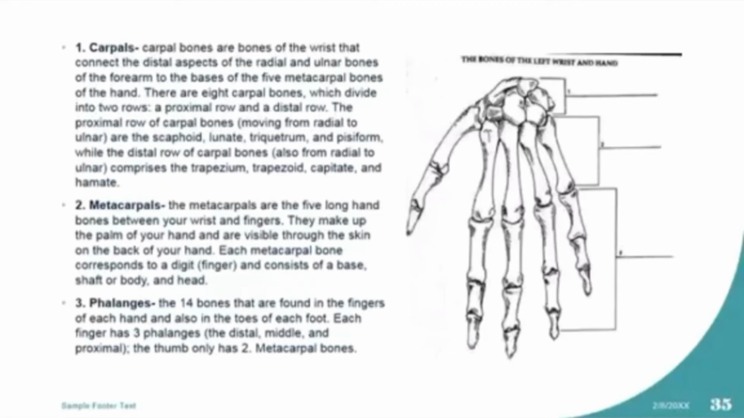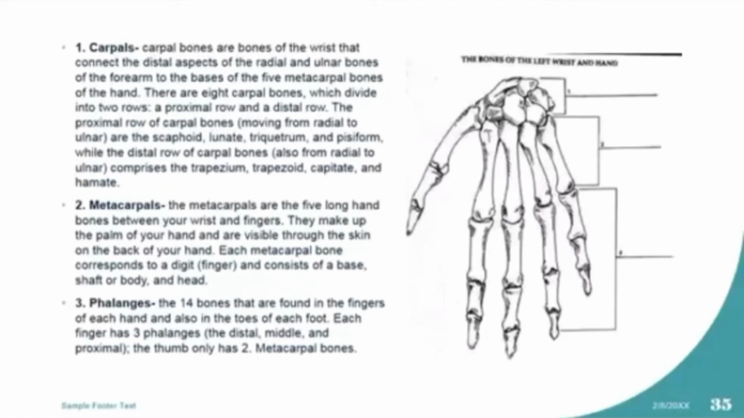The proximal row of carpal bones, moving from radial to ulnar, are the scaphoid, lunate, triquetrum, and pisiform, while the distal row of carpal bones, also from radial to ulnar, comprises the trapezium, trapezoid, capitate, and hamate. Number 2 is the metacarpals.